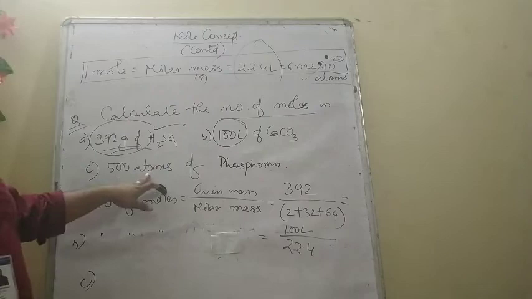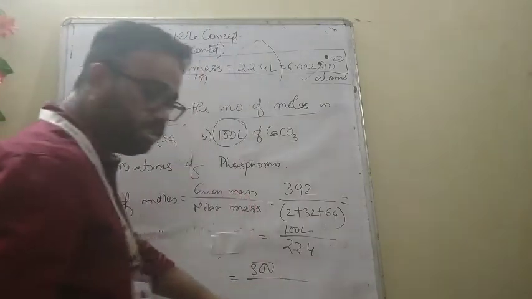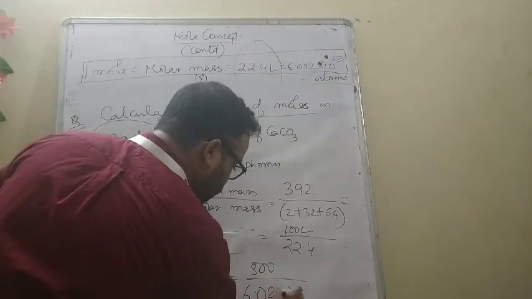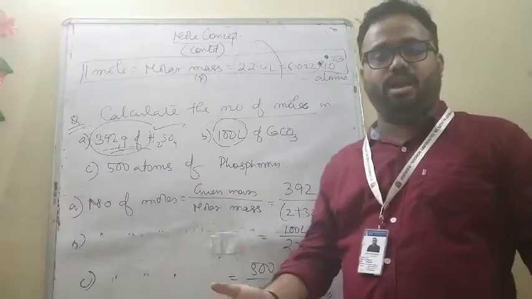Here में क्या दिया हुआ है? Atoms. So which formula will apply? Number of moles equal to given number of atoms divided by Avogadro's number. This is mole concept. Simple.